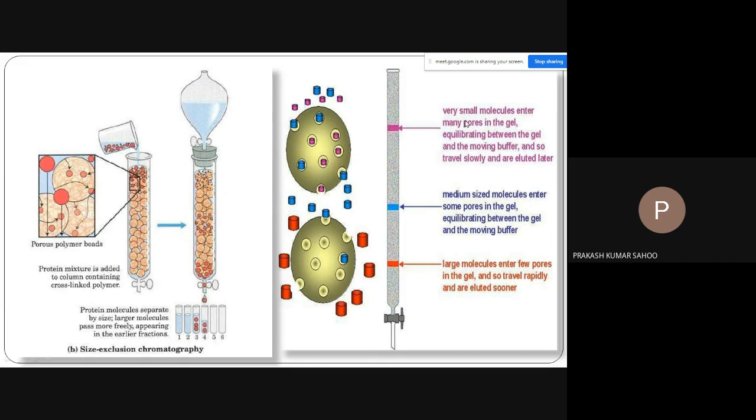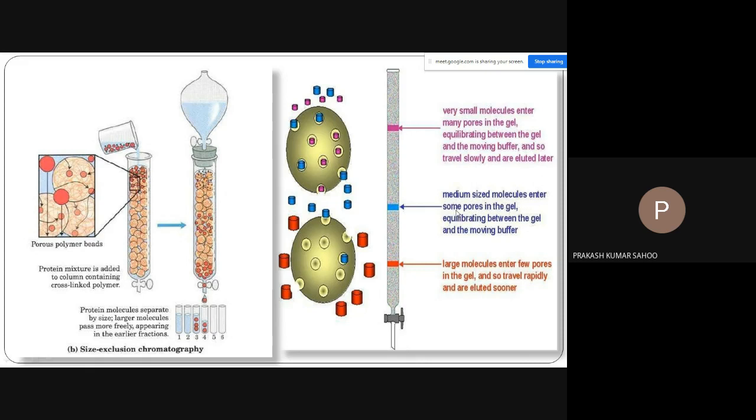Here it is written, very small molecules enter many pores in the gel, equilibrating between the gel and the moving buffer, and so travel slowly and are eluted later.